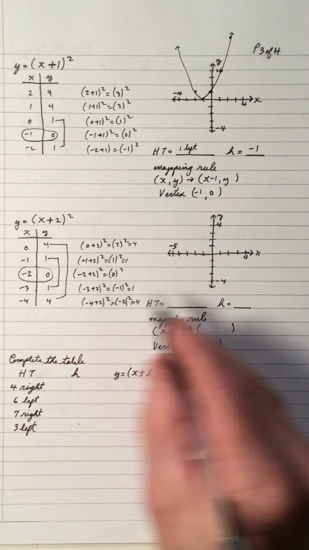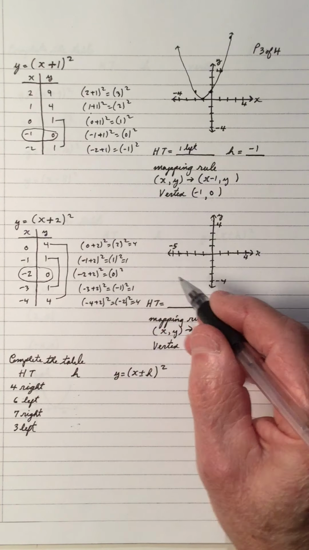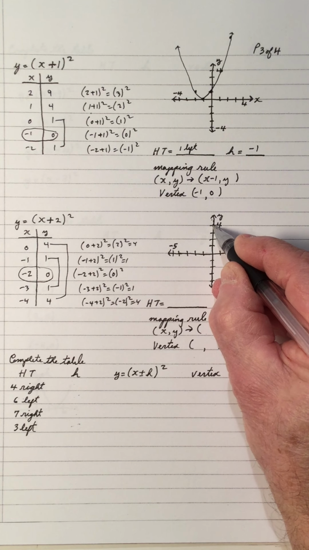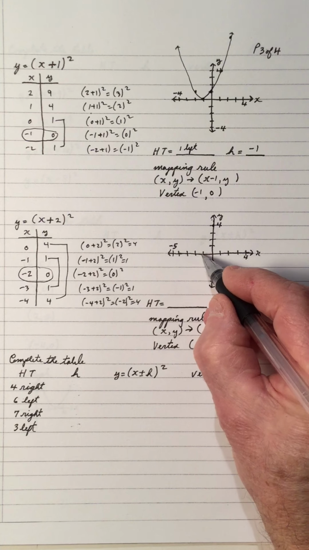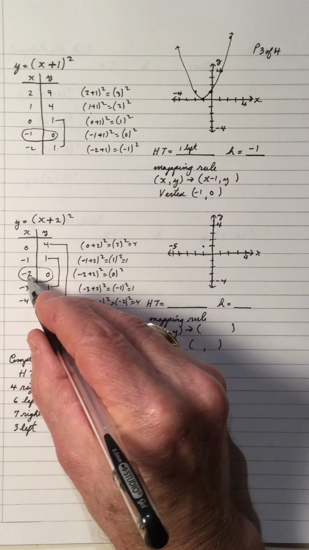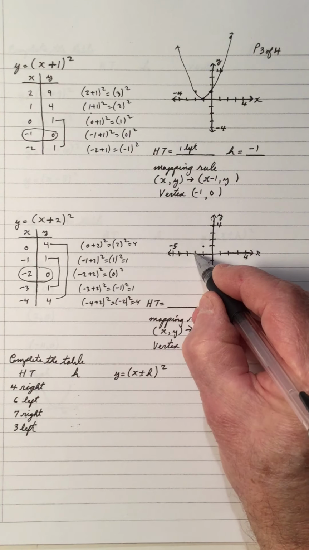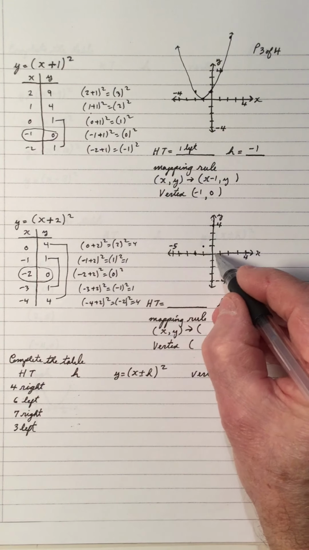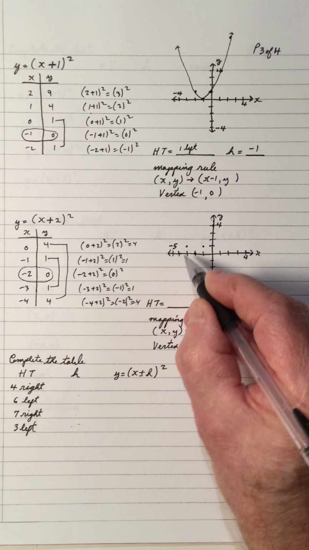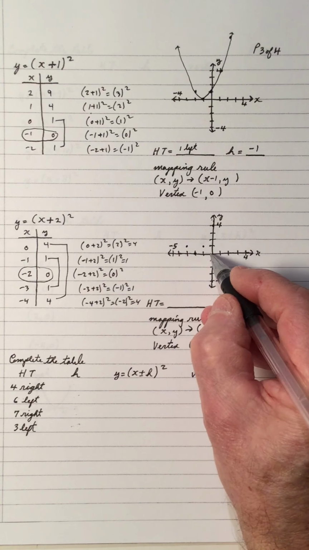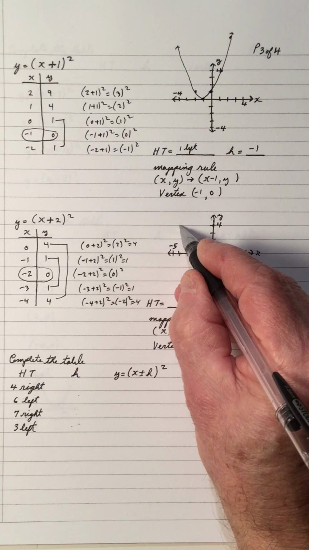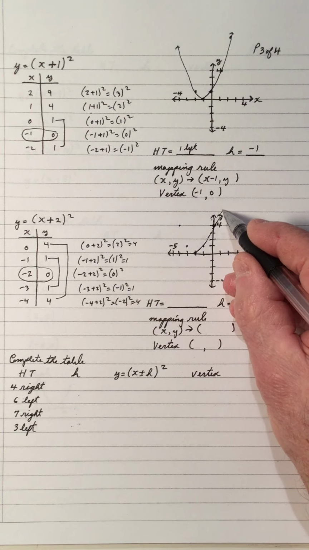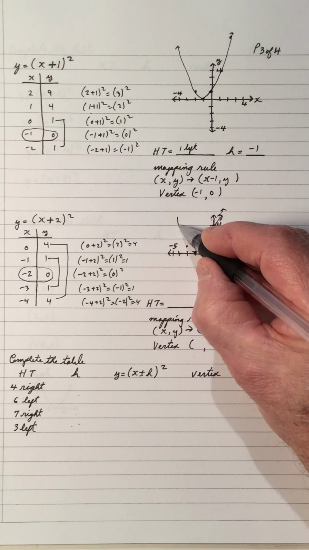So the vertex, if we plot this, and you'll see that too, 0 gives me a 4. Negative 1 gives me a 1. Negative 2 gives me a 0. Negative 3 gives me a 1. And a negative 4 gives me a 4. So you can see there's the parabola.